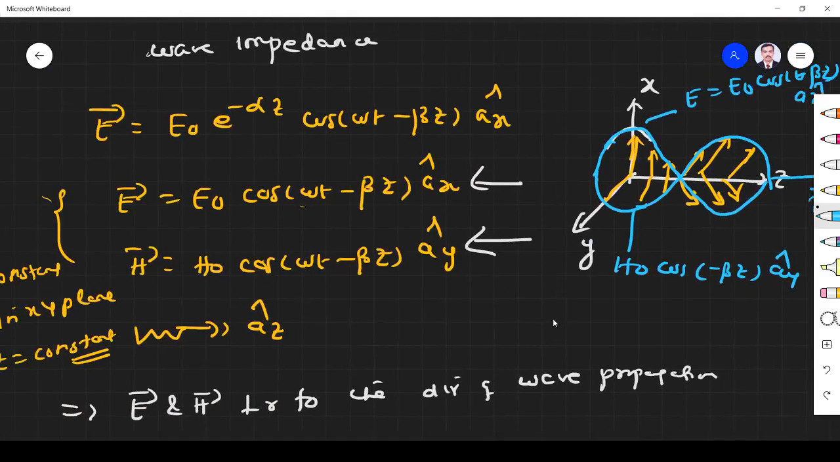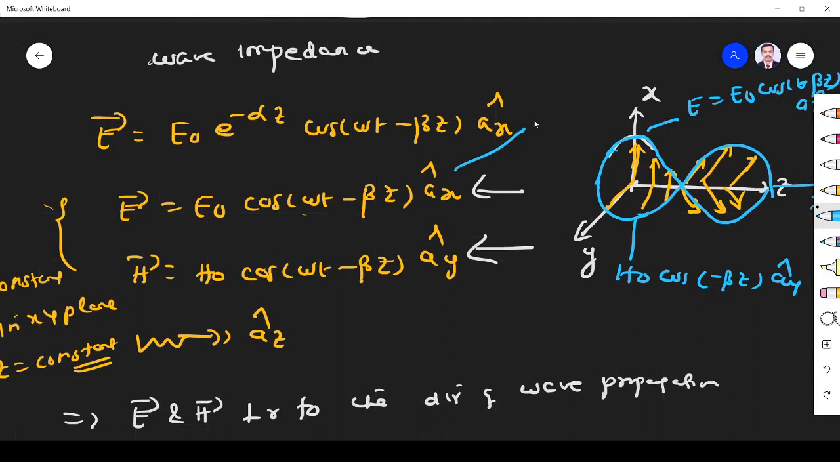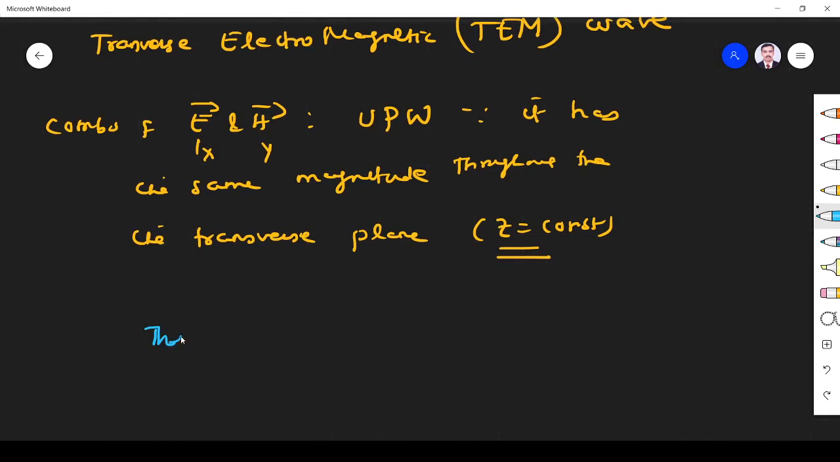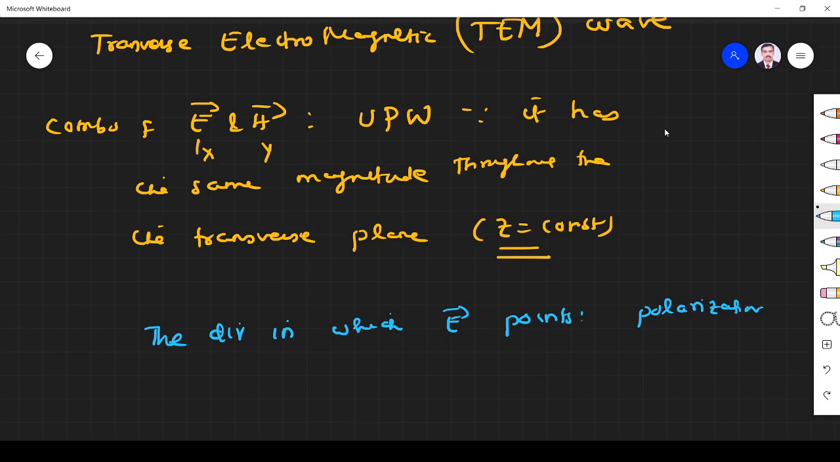The direction in which the electric field points is known as polarization. So what is the direction of the electric field in our equation? X. So it is polarized in x direction, right? So the wave is polarized in x direction. So what is polarization? The direction in which the electric field points. That is what polarization means. In our problem, the waveform is polarized in x direction because of the ax vector, right?